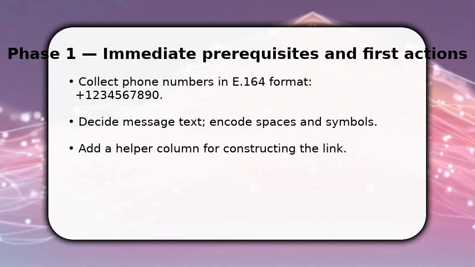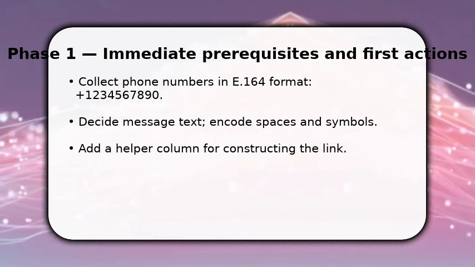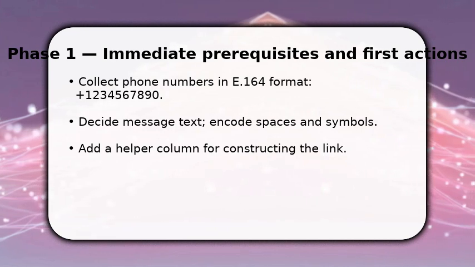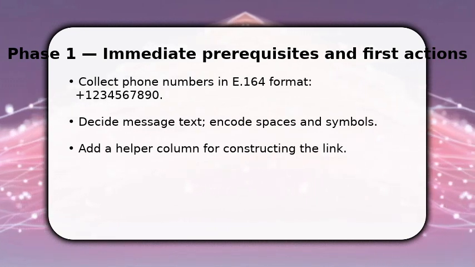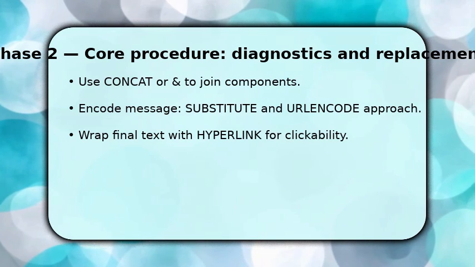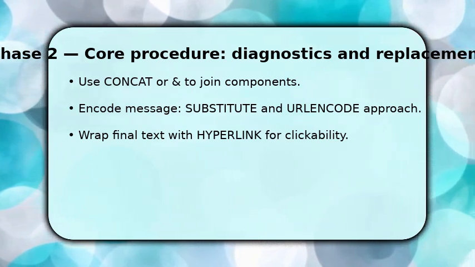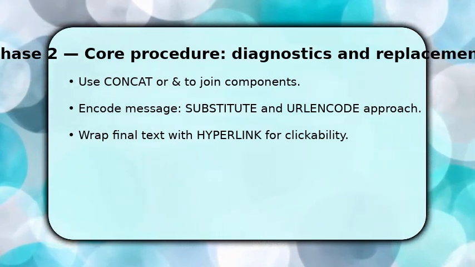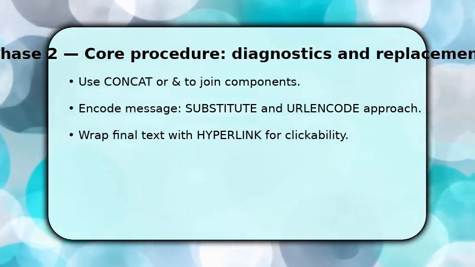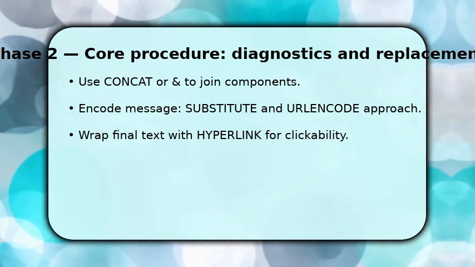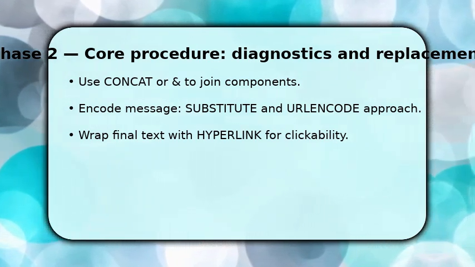Once done, add a helper column in Excel to build the link formula. This keeps raw data separate from the final URL. Make sure you now construct the link using a formula. Combine https://wa.me/ plus the E164 number and append text equals plus your encoded message using CONCAT or ampersand.